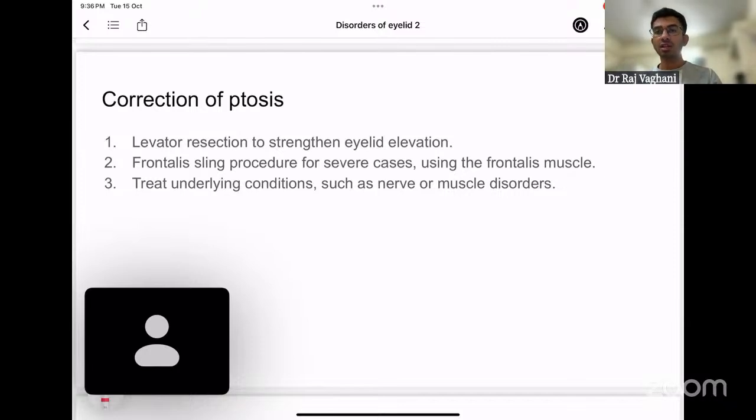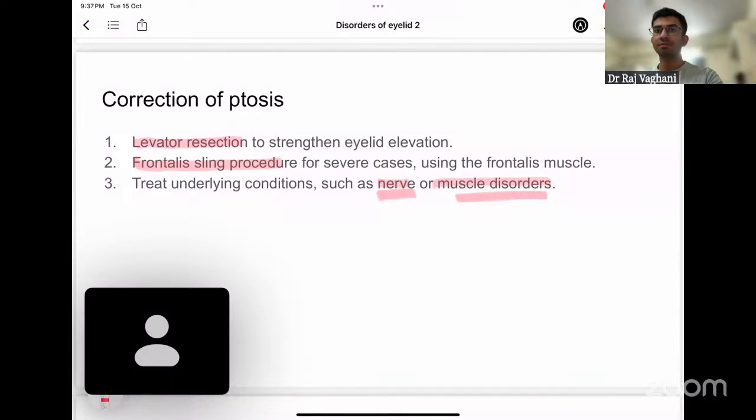And you can also treat underlying conditions such as nerve or muscle disorders. So you can do levator resection, you can do the frontalis sling procedure, and you can treat underlying nerve or muscle disorders. These are the three correction techniques that can be done for ptosis. The most common is levator resection, and the frontalis sling procedure is for severe cases. We usually do not prefer this technique because of the intensive surgery requirement. So we prefer levator resection, or we treat the underlying nerve or muscle condition associated with the ptosis.